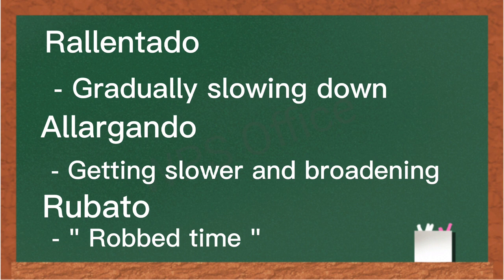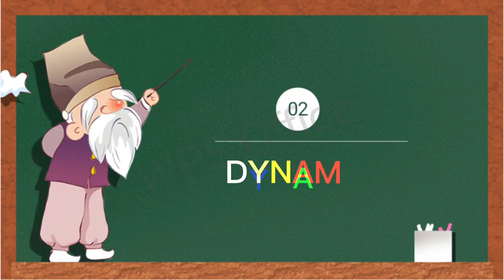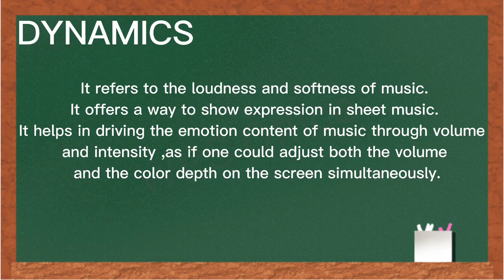And that's all for the first element of auditory arts. The second element is dynamics. It refers to the loudness and softness of music. It offers a way to show expression and initiate emotion in music.